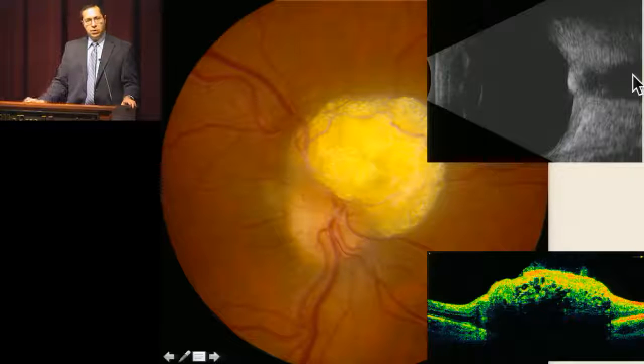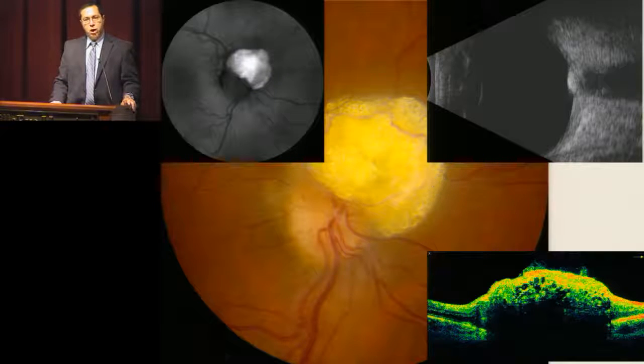And if you do an OCT through these lesions, you can see these round things inside, and they are highlighted on the OCT. You can see these round spaces that correspond to these. And if you do an autofluorescence test, it's hyper-autofluorescent. That's because of its calcium content.